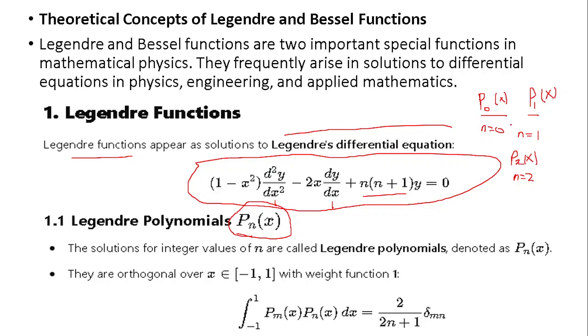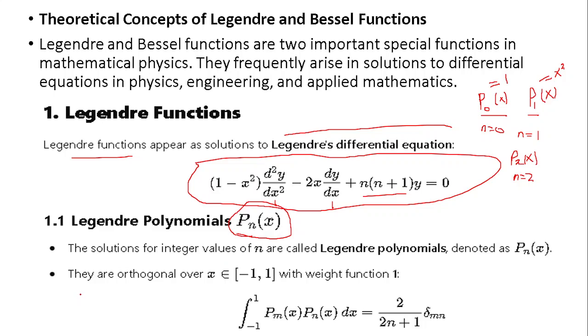And then they have their various solutions. This one will be equal to a certain value, let's say 1. This one can be equal to a certain value, x squared. So the solutions for integers n are called Legendre polynomials.